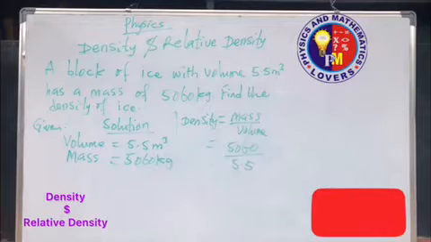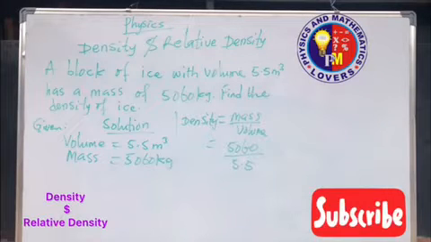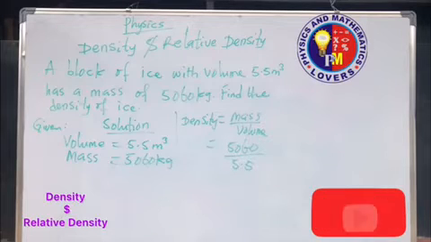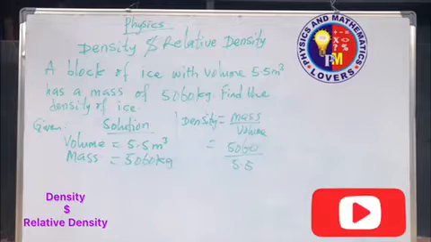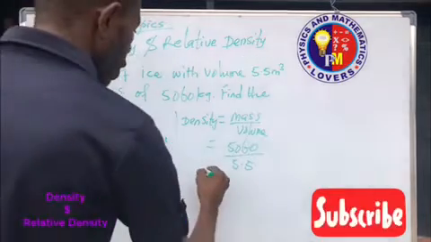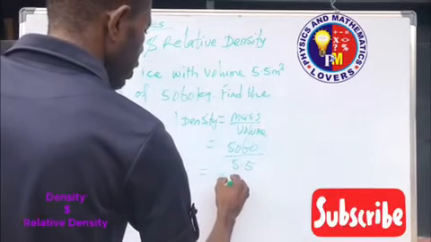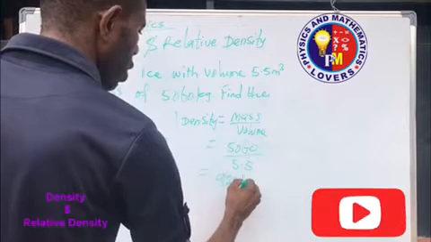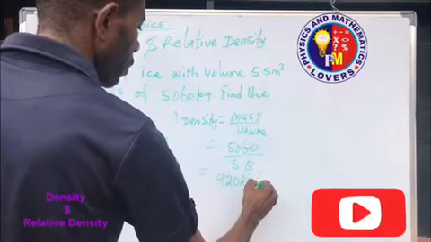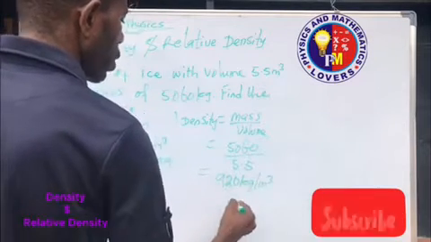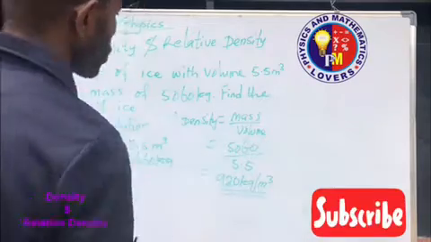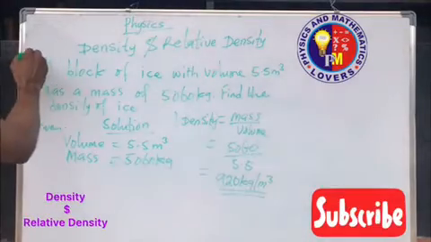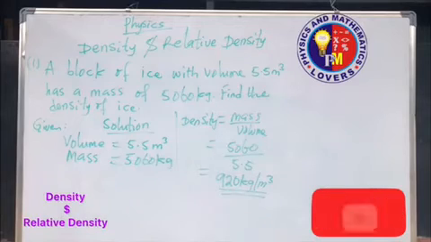So let's press the calculator and divide this now. After pressing your calculator, you are going to have 920. It will give us 920 kilogram. Don't forget, kilogram per meter cube. So this is your final answer. This is your question number 1 on density.